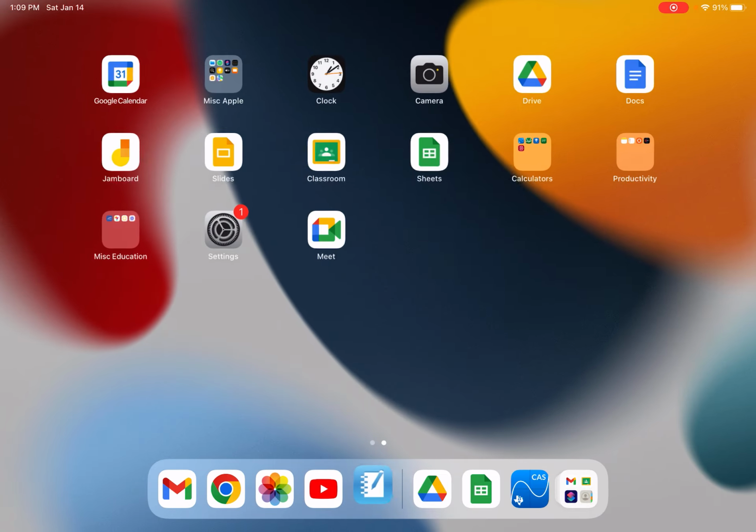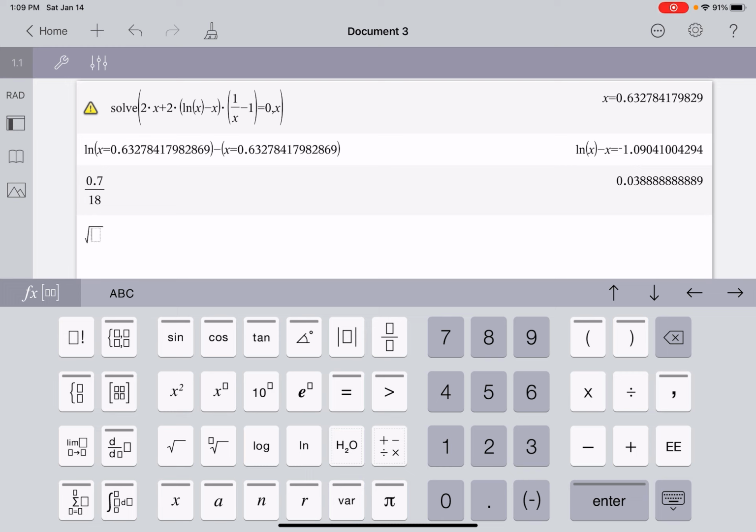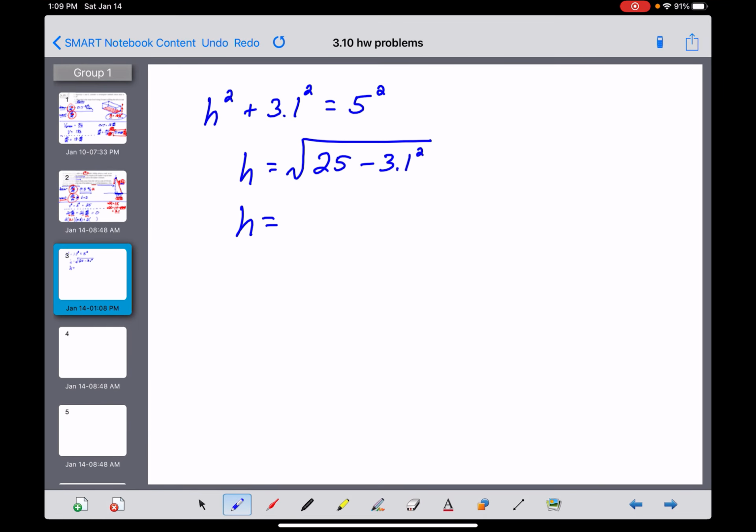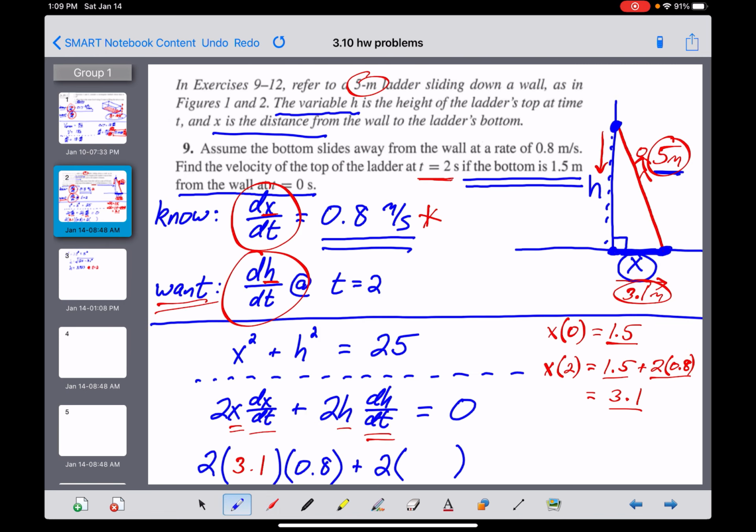So let me go to my calculator. I think I remember this answer, but let's not make a dumb mistake. So the square root of 5 squared minus 3.1 squared. I think this was 3.9, if I remember that right, 3.923. Okay, so let's write that down. h is 3.923, and I should be specific, at t equals 2. So at the moment in question. So back to where we were, that h value is 3.923. There you go. Okay, so there's the h, and then dh/dt is what we were looking for there.